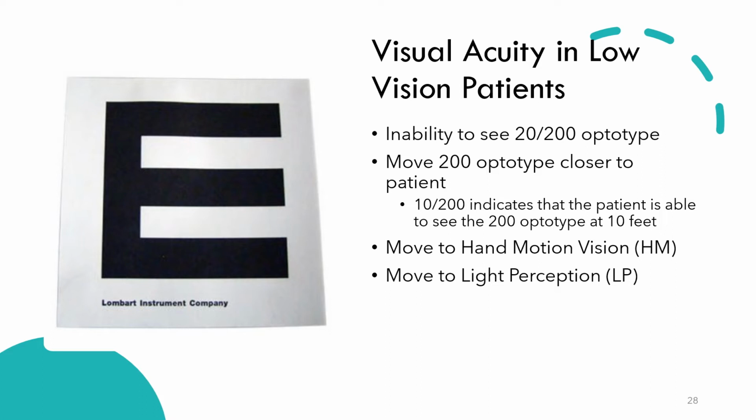The final step, if all of these things are impossible for the patient, is to test for light perception. Tightly occlude the patient's other eye and use a pen light or a light from an indirect ophthalmoscope and darken the room to assess whether the patient is able to perceive light. LP, or light perception, indicates that the patient is able to see the light source. Bare LP indicates that the patient is only able to see indirect light. And NLP, or no light perception, indicates that the patient is unable to see any light.